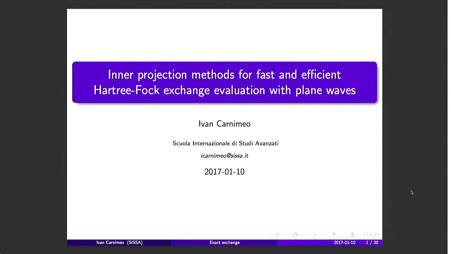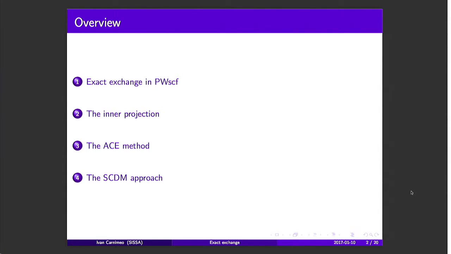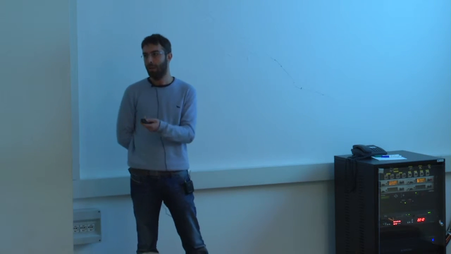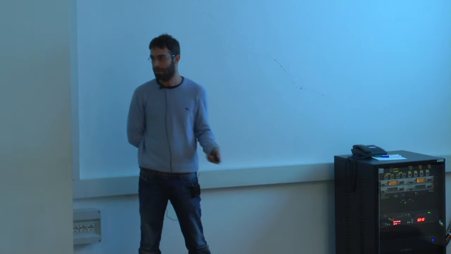We are basically trying to develop some efficient scheme for the evaluation of the exact exchange in Quantum ESPRESSO. Basically, I will first show briefly how the pre-existing code is and the algorithm and how it is structured. And then I would like to introduce the interprojection formalism, which I think is a general way to introduce the ACE method, which has been recently developed by Lin and which has been implemented in Quantum ESPRESSO and is available in the last release in September, 6.0.